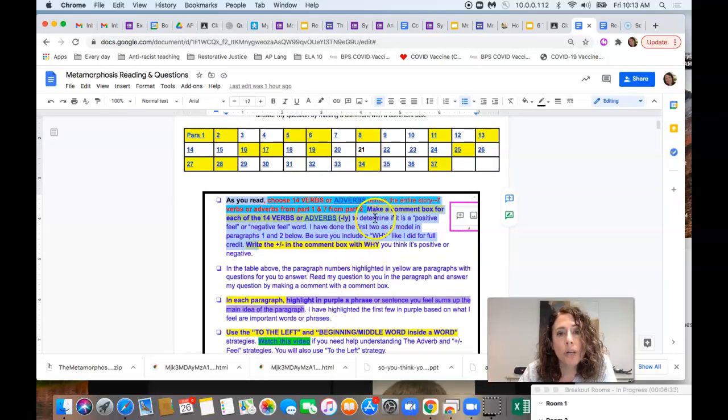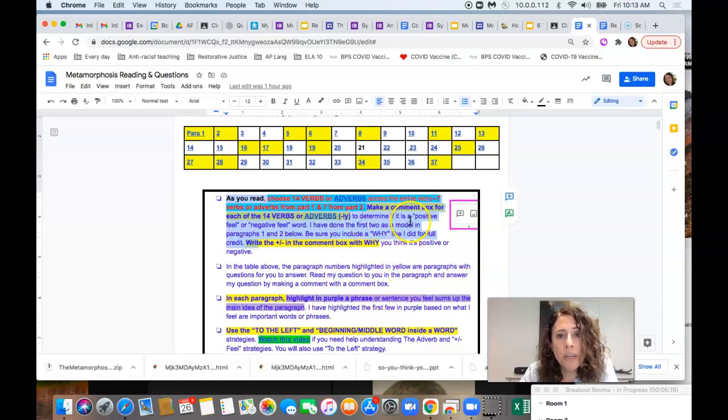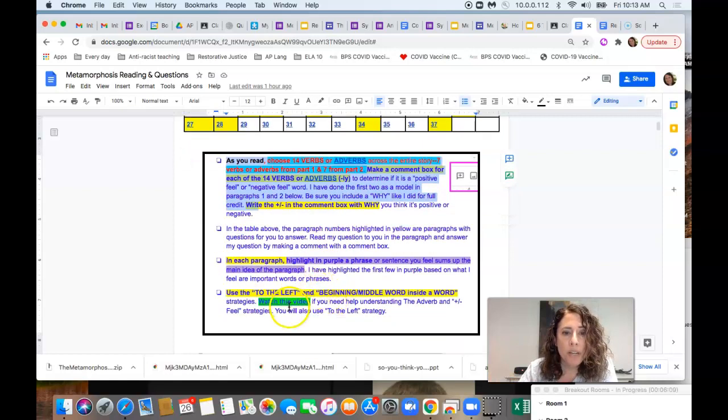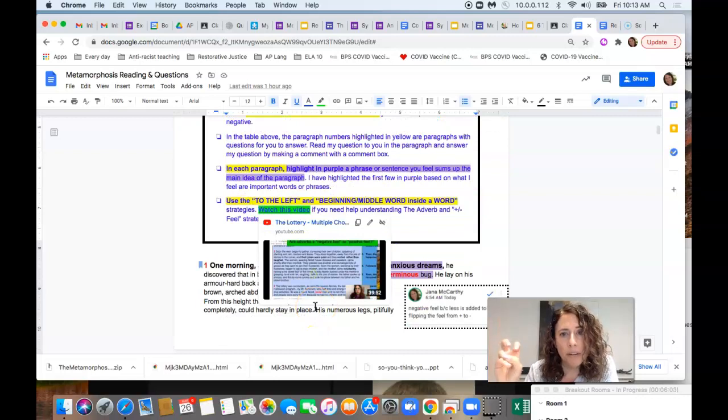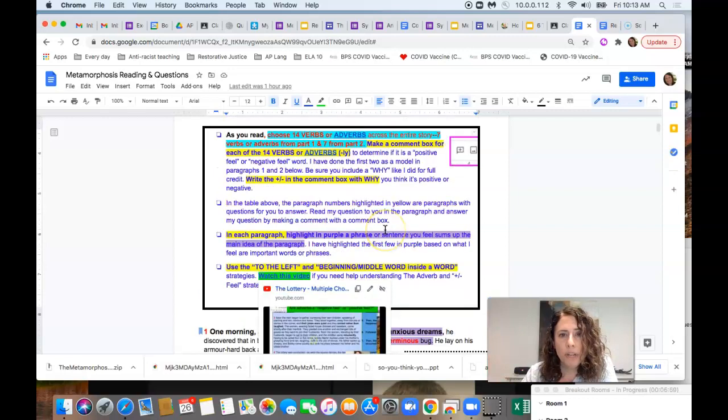You're going to highlight that verb or adverb, and then make a comment using the Google comment feature. I'll show you how to do that. Then you're going to determine if that verb or adverb has a positive feel or a negative feel. This is exactly what I did in that video, and the video is linked down here in green. If you need a reminder of that positive feel, negative feel, and adverb strategy, go back to the video. But I'm going to show you how I did the first few.